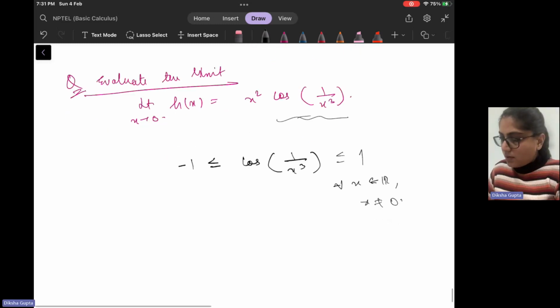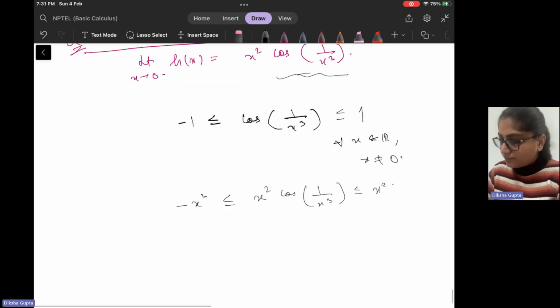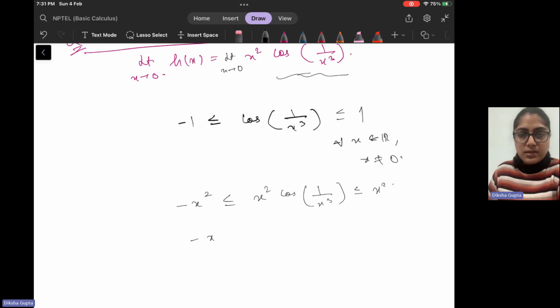Right? Now x square is a positive function, so if you multiply with it, no change of sign will happen in the inequality. So our function is sandwiched between these two functions, minus x square and x square, for x not equal to 0, and we don't even care about the value of the function where we have to find the limit.